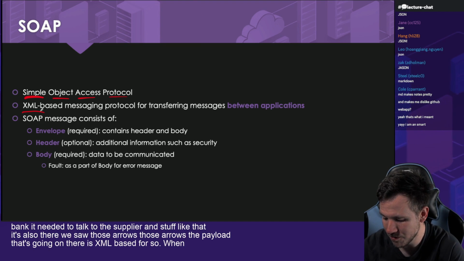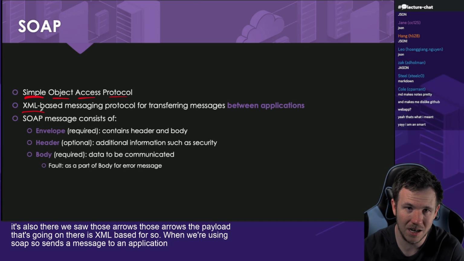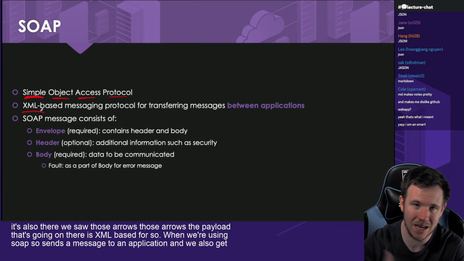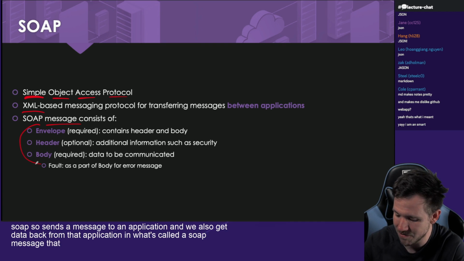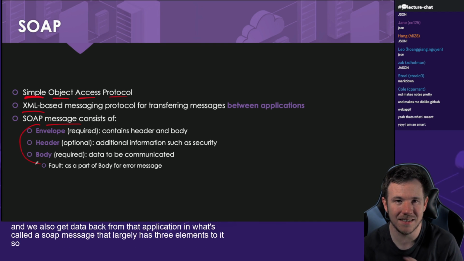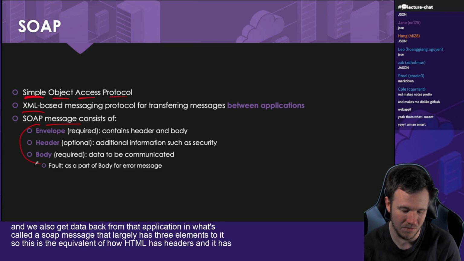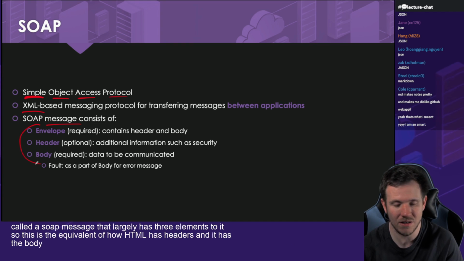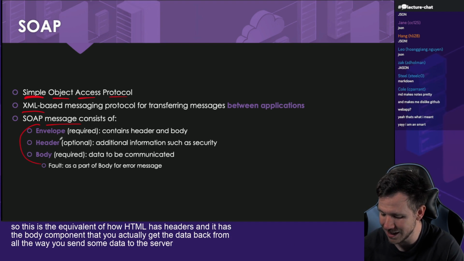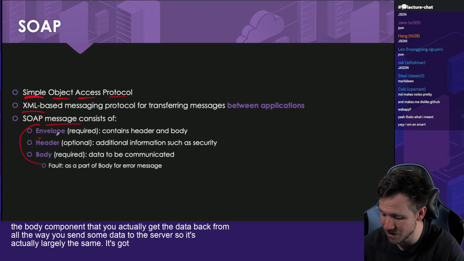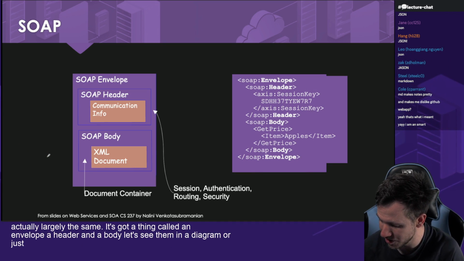When we're using SOAP, it sends a message to an application, and we also get data back from that application in what's called a SOAP message that largely has 3 elements to it. This is the equivalent of how HTML has headers, and it has the body component that you actually get the data back from, or where you send some data to the server. So it's actually largely the same. It's got a thing called an envelope, a header, and a body. Let's see them in a diagram. We'll just jump straight to it.